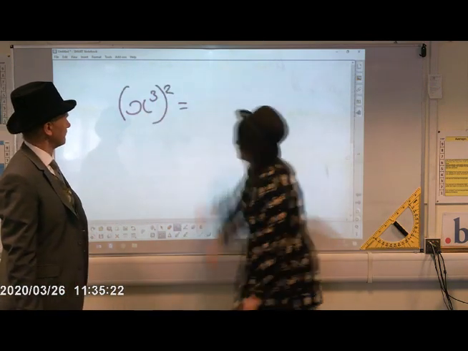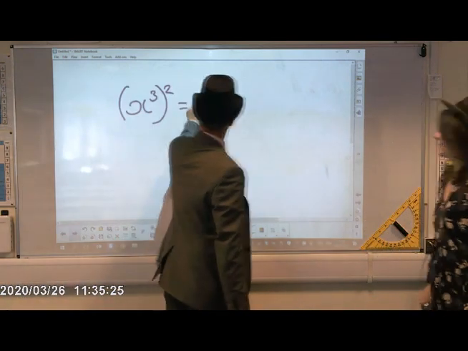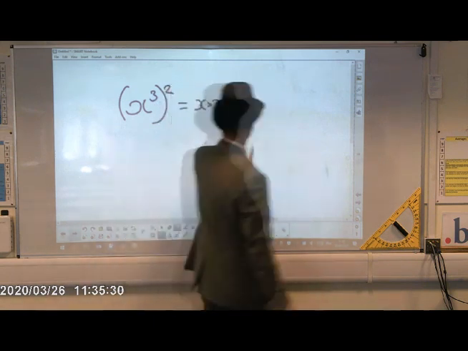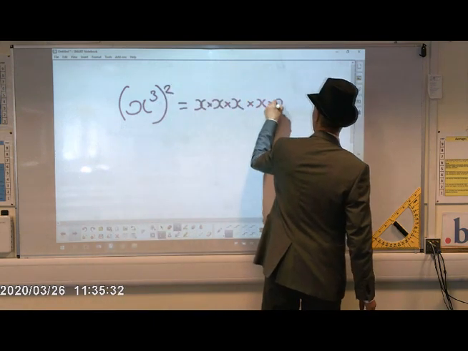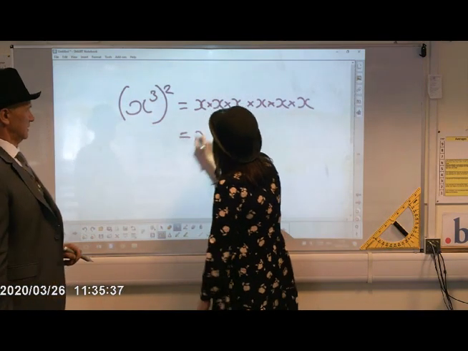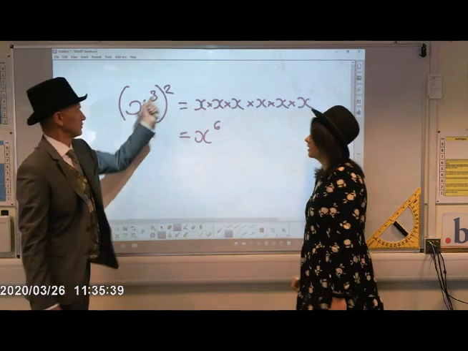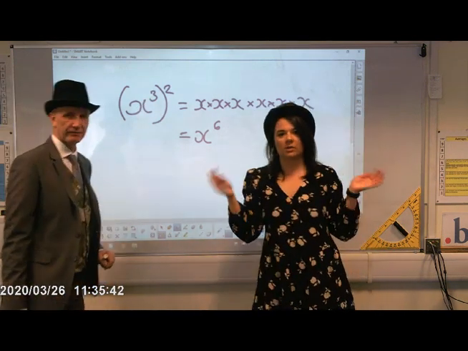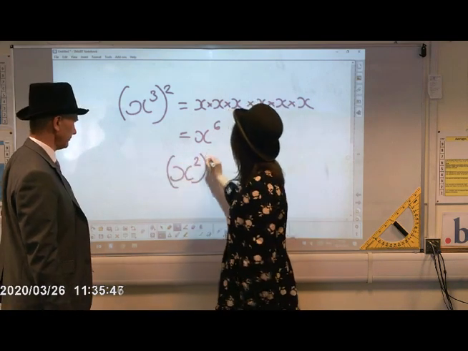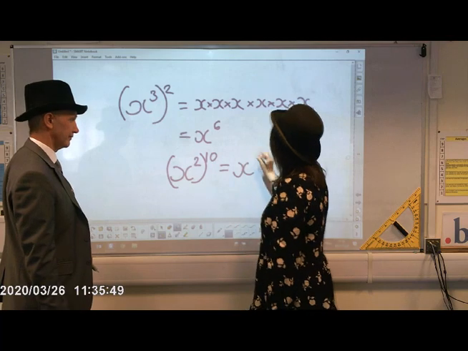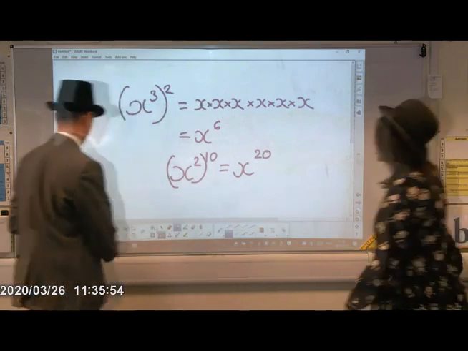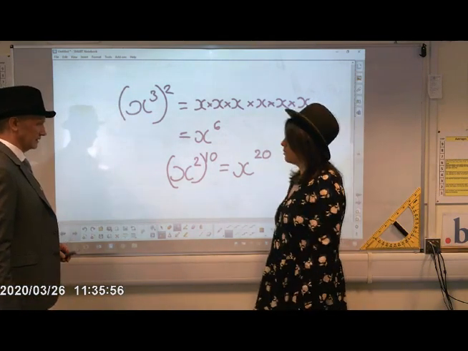So this is like saying x times x times x multiplied by itself, so multiplied by x times x times x. How many x's do we have there? We have 6. Two threes are 6. So all you have to do when you see brackets is multiply your powers. Your example here could be x to the 2 to the power of 10, which is just x to the 20. You don't have to write out 20 x's. We are just showing you why, because it's important to know why.